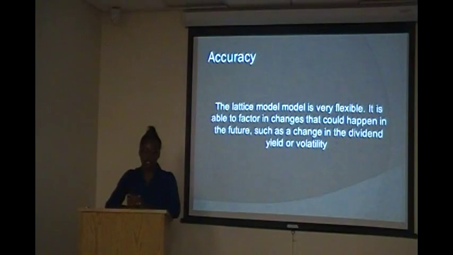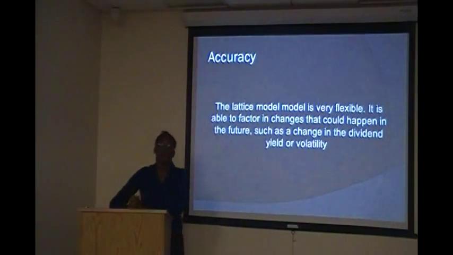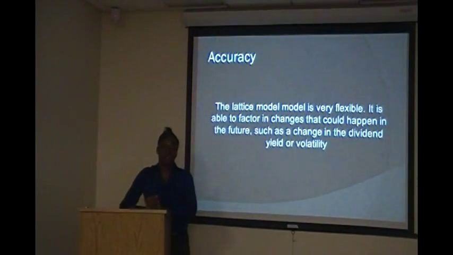Because of the tree-like structure and added inputs, such as contractual life, suboptimal exercise factor, and the changes in volatility and dividend yields for future years, companies can estimate future options more accurately. Now, Marc will be talking to you about the disadvantages of using the Lattice model.